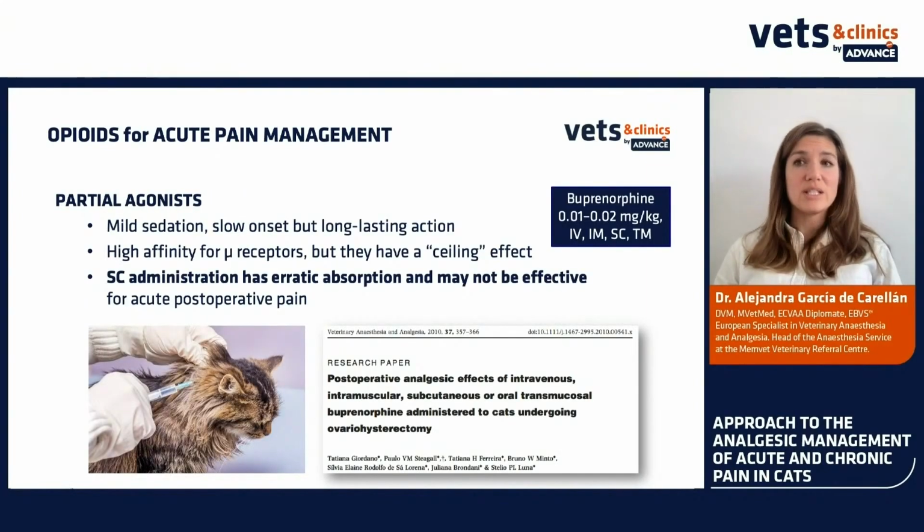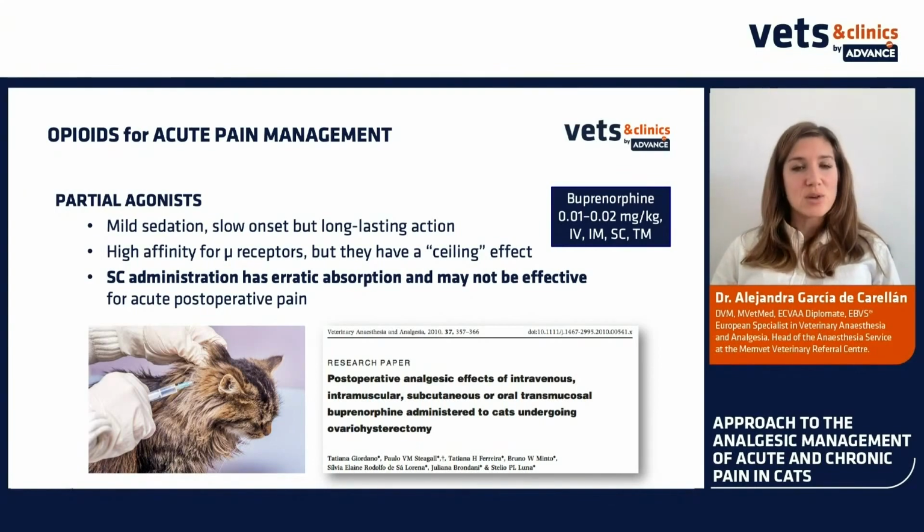Regarding partial agonists, buprenorphine works really well in cats. It causes mild sedation, but has long-lasting action, 6 to 8 hours. It has high affinity for the receptors, but it has a ceiling effect. So it's for moderate pain. If it's really severe pain, buprenorphine may not be enough.